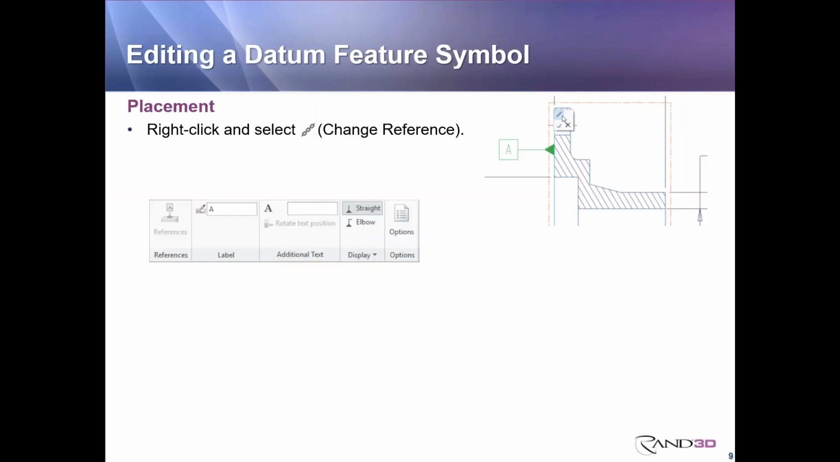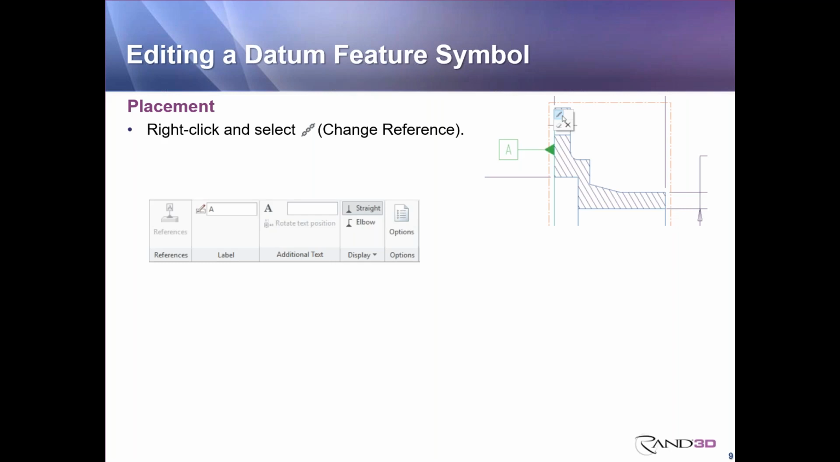If you need to edit the datum feature symbol, you have an easy way of editing it. You just simply select it, press and hold down your right mouse button, and you'll get a contextual menu to open. From there, this will allow you to perform edits on the datum feature symbol. The ribbon tab itself closes when you deselect the datum feature symbol. So if you want the tab to appear, just select it again.